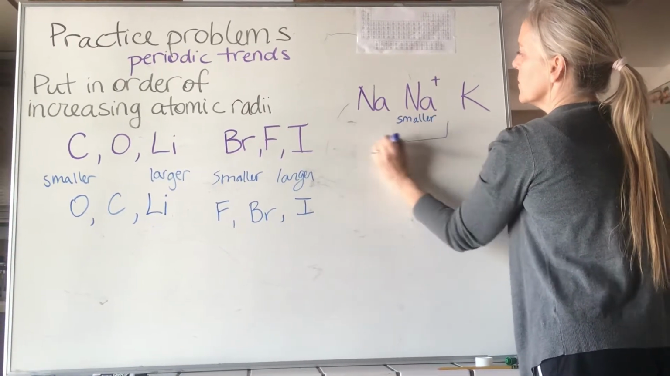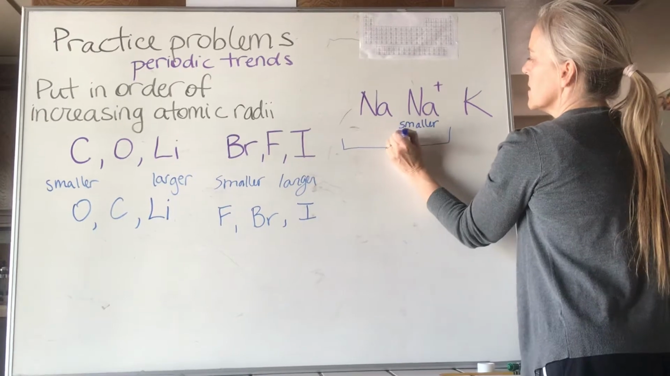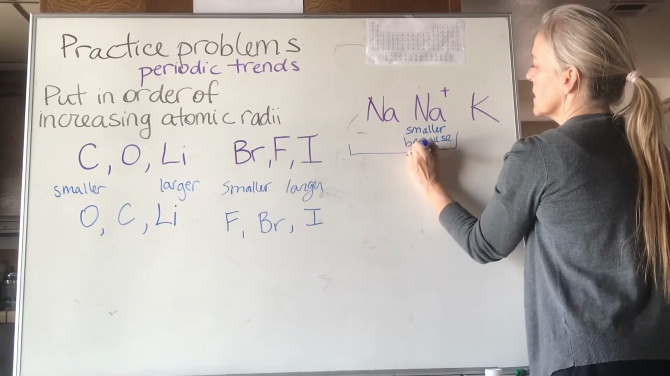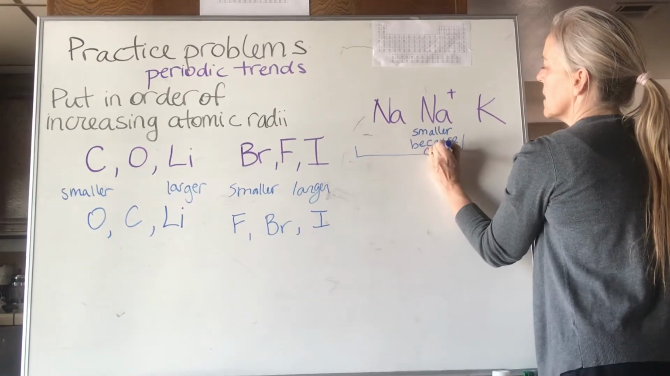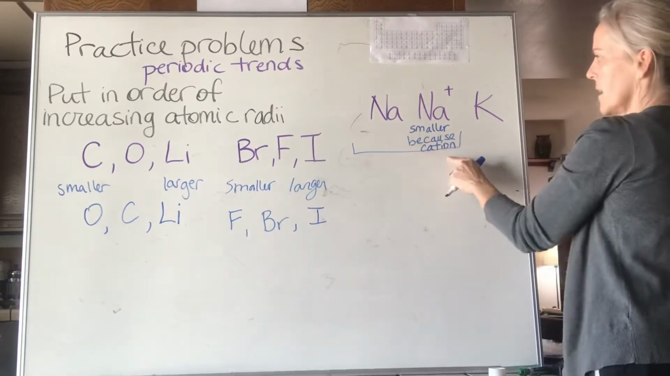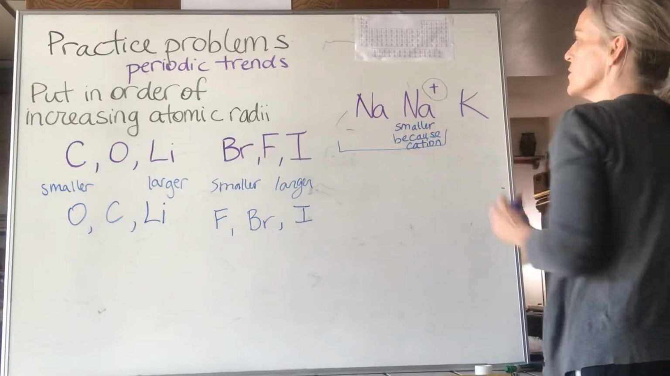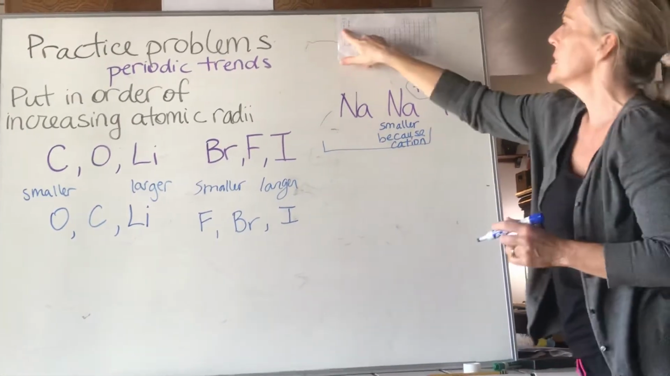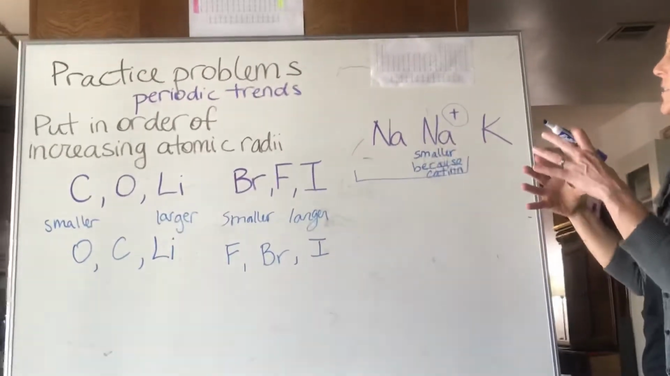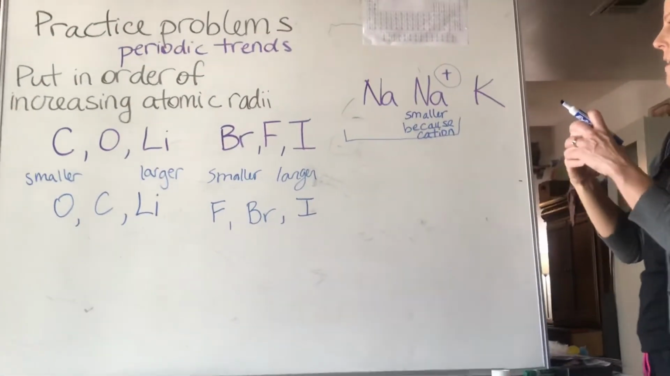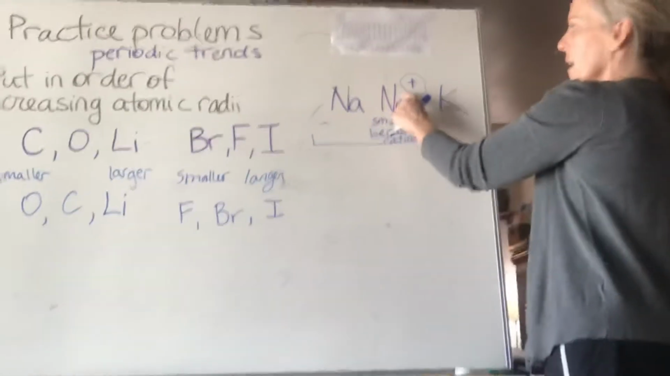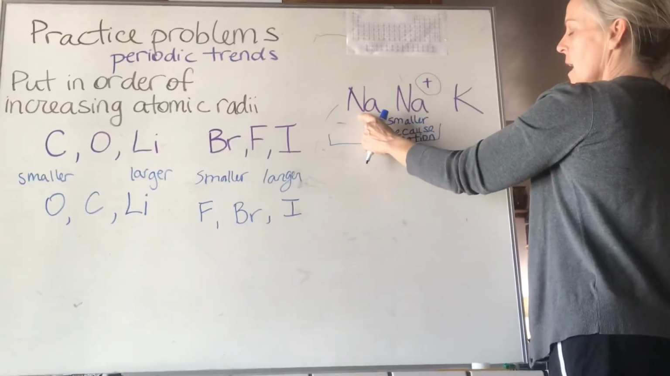So this is smaller, and we'll just do these because of the cation. It became a cation because it lost an electron, which means it went down an entire shell in the outer shell, the valence shell. So this sodium ion is smaller than the sodium atom.